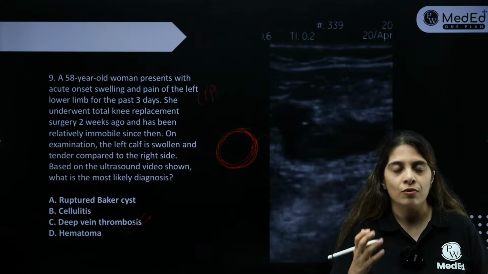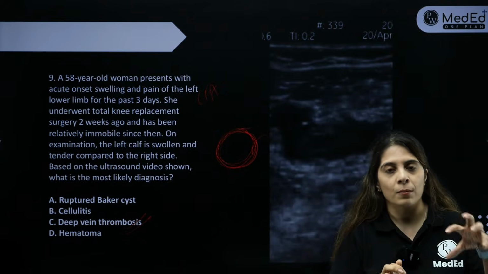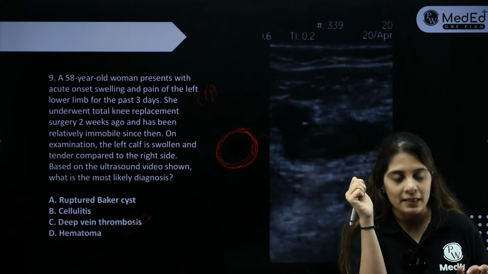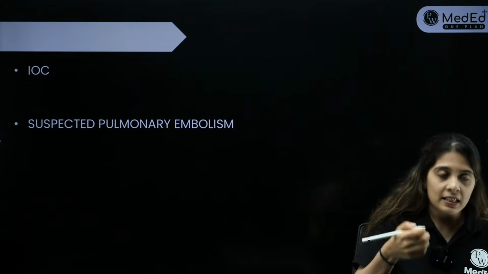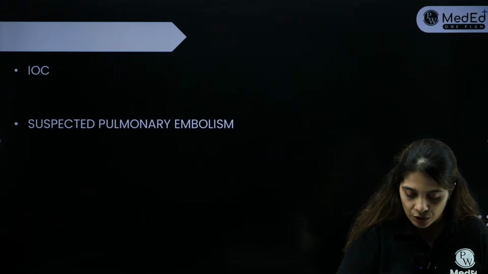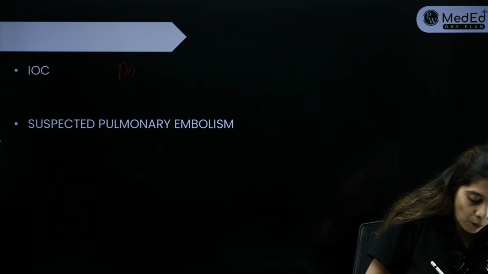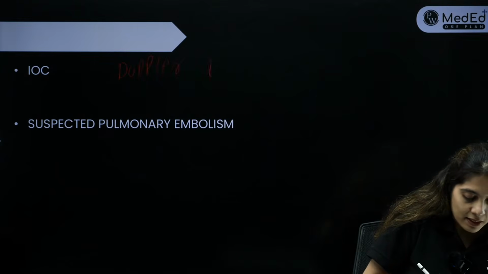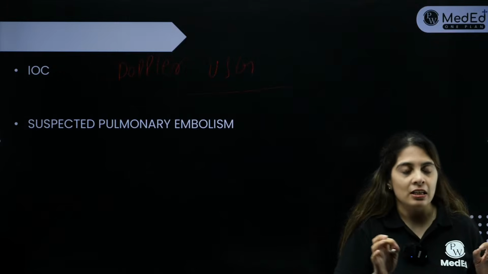It's quite straightforward that they can test you for a DVT in the form of a thrombus and by showing you a compressibility video, right? So the investigation of choice, whenever you are suspecting DVT, especially initially when the patient is going to come to you, is always your Doppler ultrasound. That is the initial investigation.